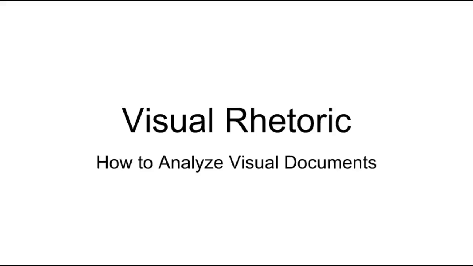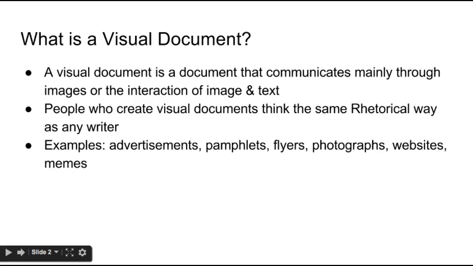Hello, in this video we're going to talk about visual rhetoric and how to analyze visual documents. What is a visual document? A visual document is a document that communicates mainly through images or the interaction of image and text. So it's a picture or an ad or a flyer or anything that has images as well as text. And the interaction of those texts is the rhetoric that happens between the words and the visual. They're all sending some sort of message.